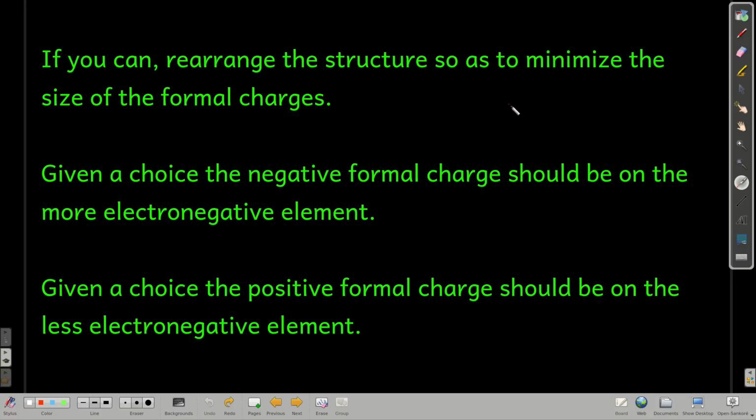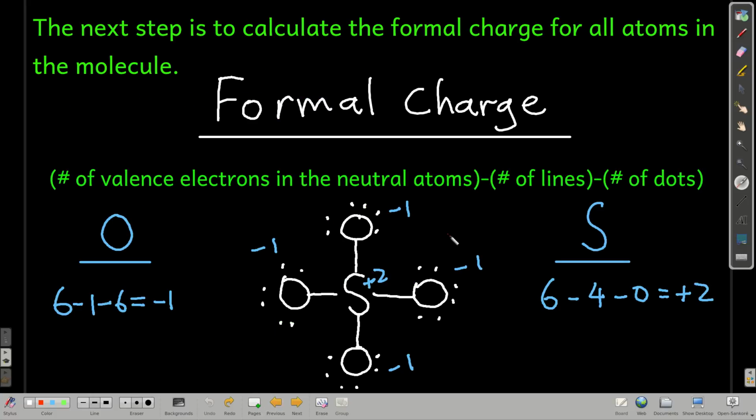The first rule is that the one with the smallest size, that is the magnitude, formal charges, is probably closer to the reality. What do I mean by smaller size? Well, I mean that -1 is smaller than -2. +1 is smaller than +2. 0 is the best. You can't always get 0. Matter of fact, whenever you add up the formal charges in a molecule, they will have to add up to be equal to the overall charge in that compound.